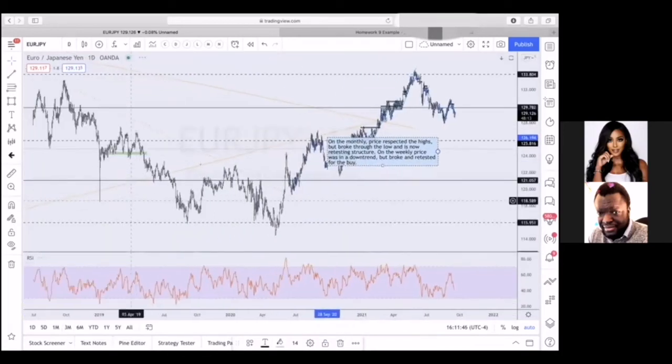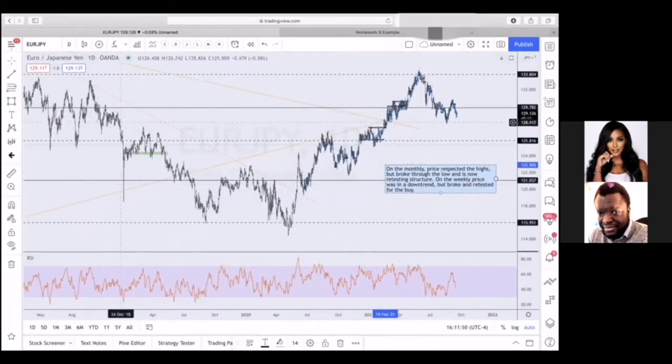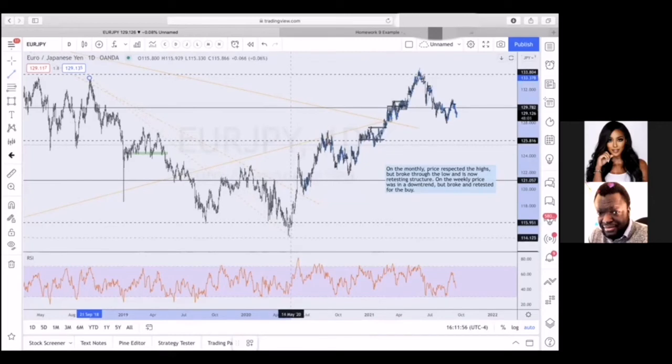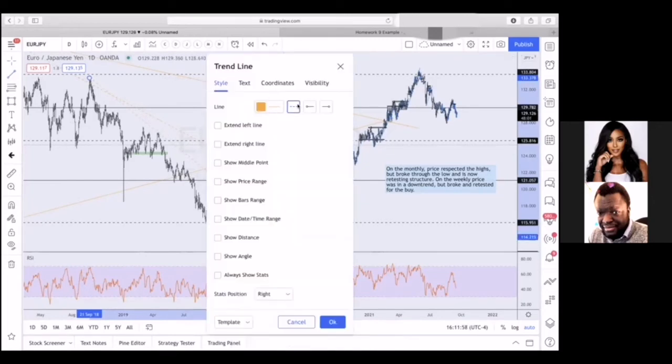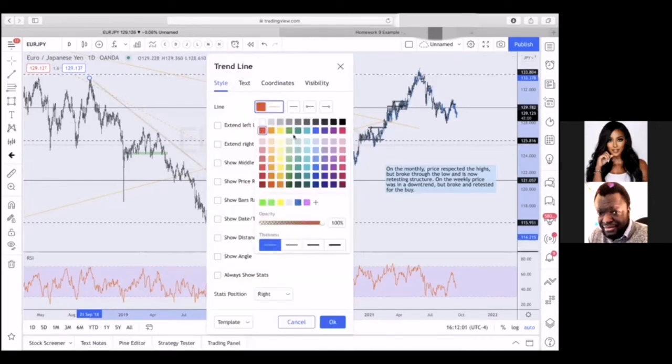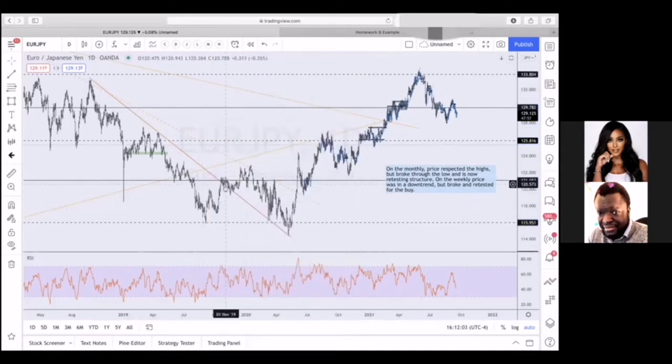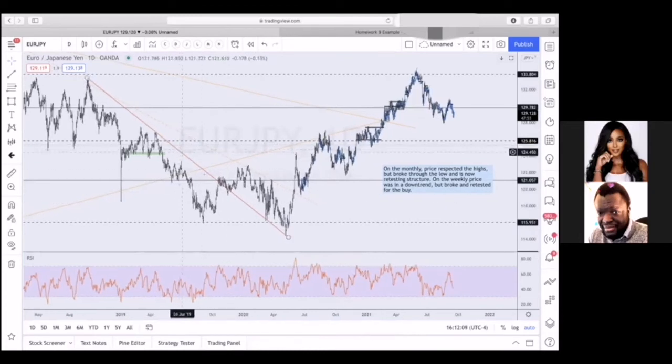On the daily, what I'm looking at is this past structure here. This was an entire downtrend. So I'm just going to put this here. This was in a downtrend. Put this solid. Price literally broke and retested this downtrend, retested the weekly downtrend.